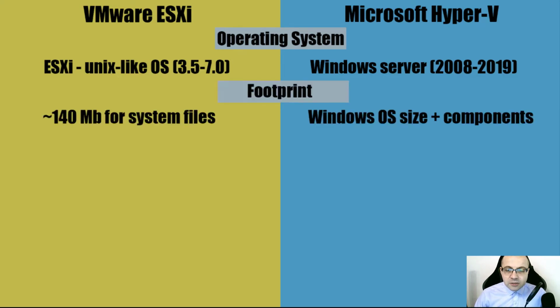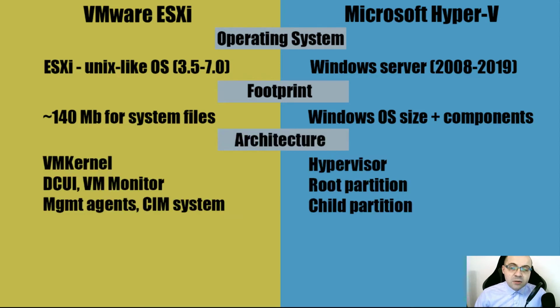The footprint in ESXi is very small, only around 150 or less megabytes for system files. In Hyper-V, obviously, you have to install the OS first. So even if you install the core version, it will still consume much more space. Right now, if I run my Windows 2019 with the Hyper-V role, at least 25 gigabytes are taken by the system only, if I want to use the graphical interface with all the Windows features.